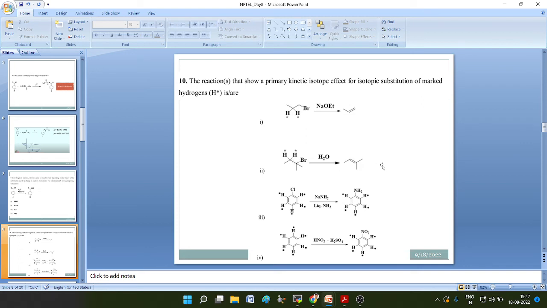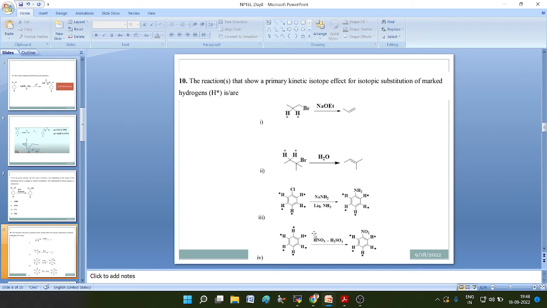So that's a small thing to understand. And in option 4, it's not at all. The carbon hydrogen bond is not breaking in the rate determining step. Actually, it does get broken. See, the first step will be the pi electrons attacking the electrophile NO2 plus.